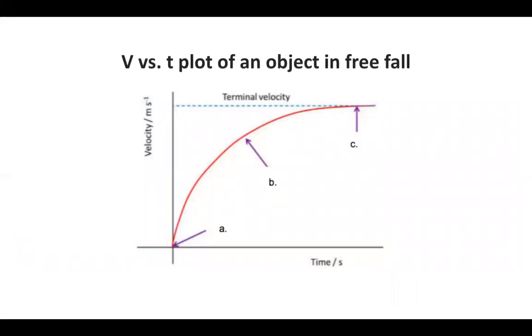So I provided a velocity versus time graph of an object in free fall. At point A, we see that it starts from rest, velocity is 0. As the graph approaches point B, we see that the object's velocity is increasing until it reaches point C, which is its max velocity, its terminal velocity, and at point C, the object is no longer accelerating.